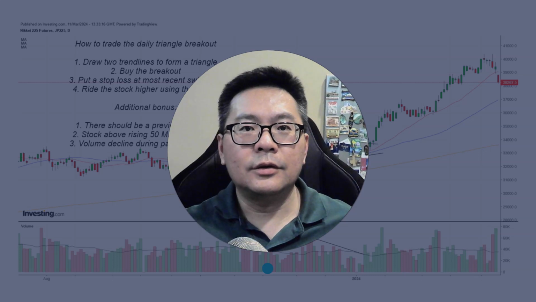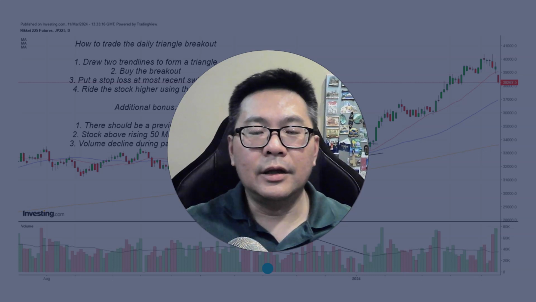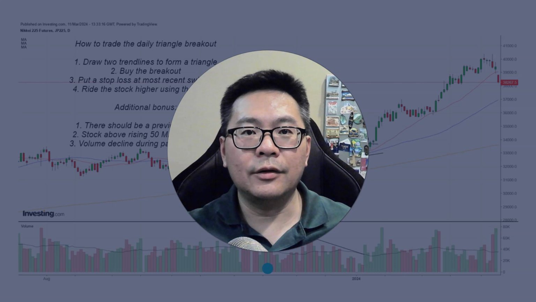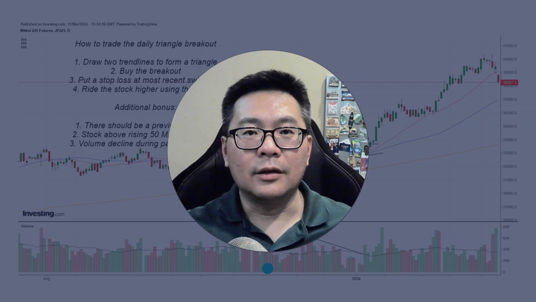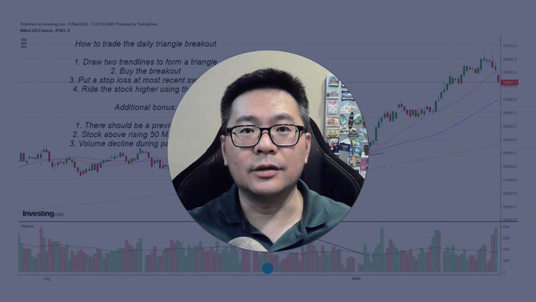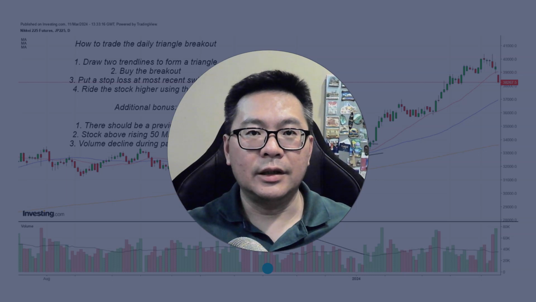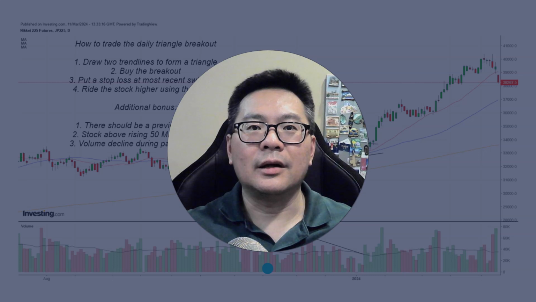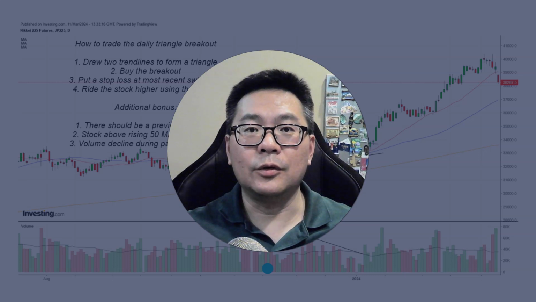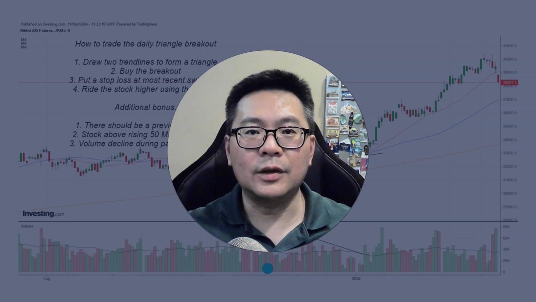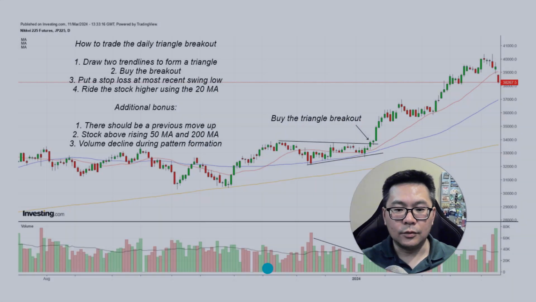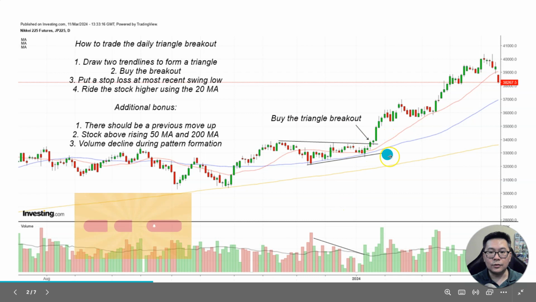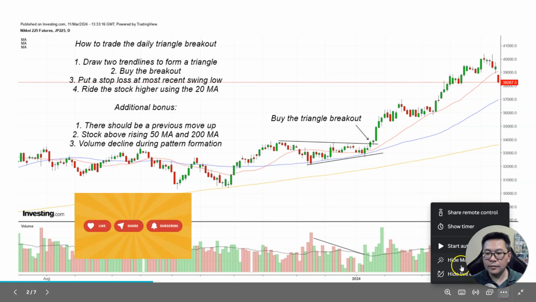Hello, today we're going to talk about the daily triangle breakout and how to trade it. Now, the triangle is a continuation pattern, and if you see it in a stock or index, it is most likely midway through the move, and it can be extremely useful to catch a stock that is going to break out even higher. So without further ado, let's go to the chart.